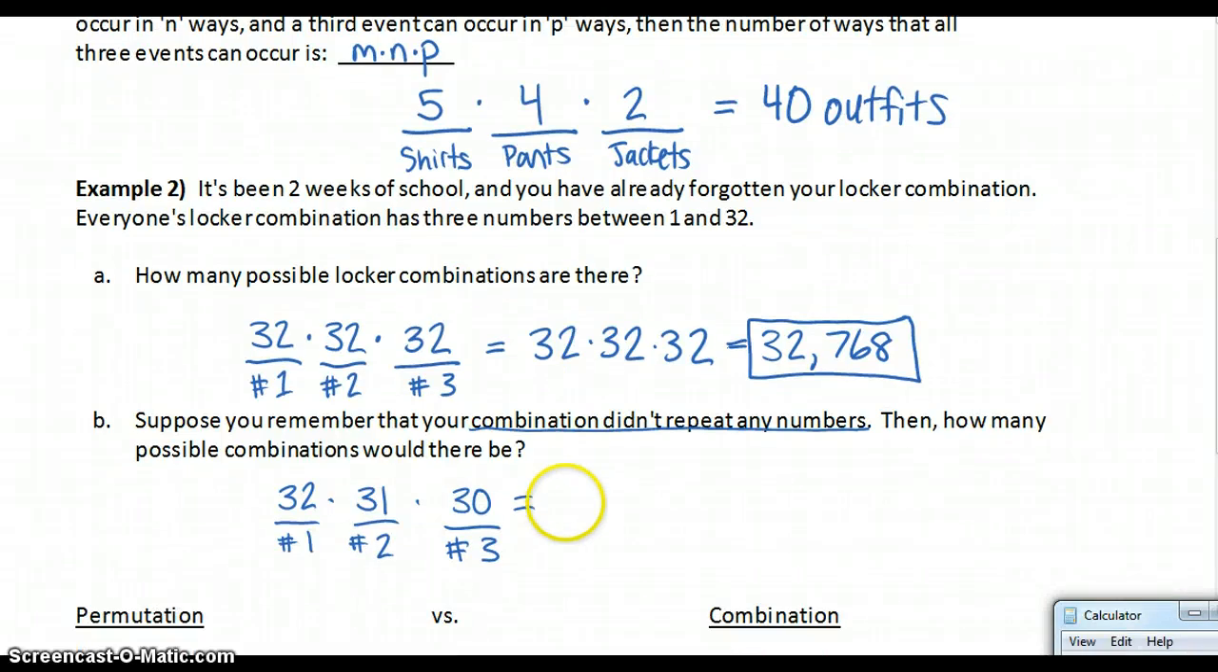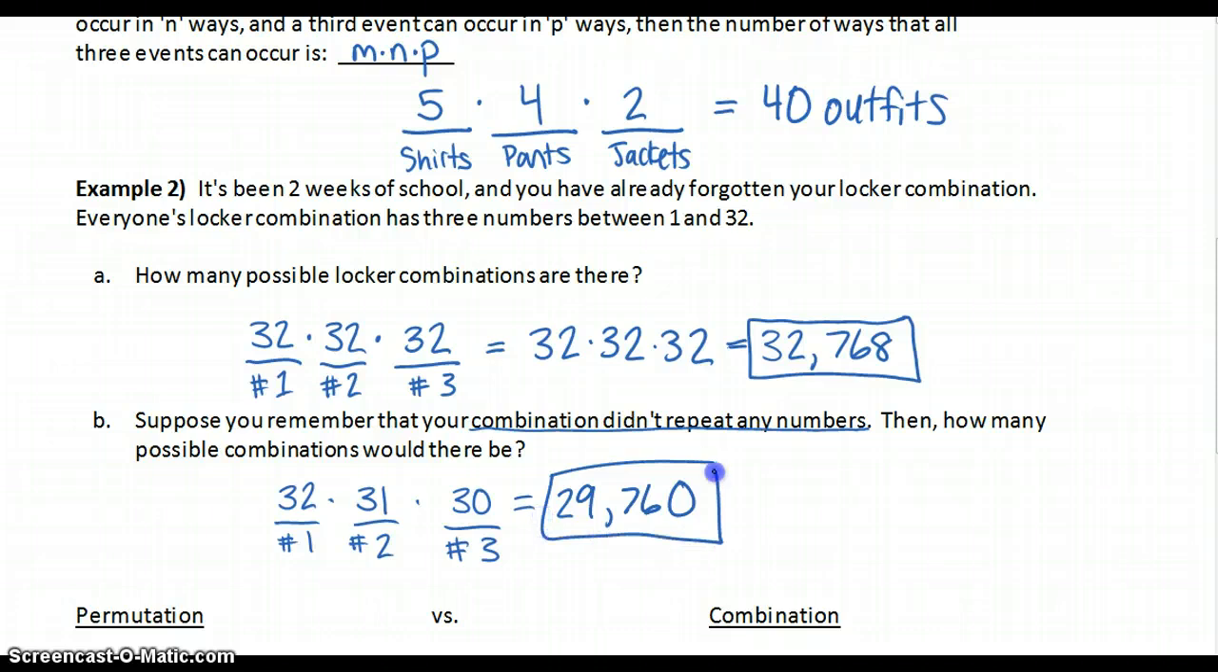And that's going to give us 29,760 combinations. Still a pretty big number, so I would still say it's going to be tough to figure out what that is.